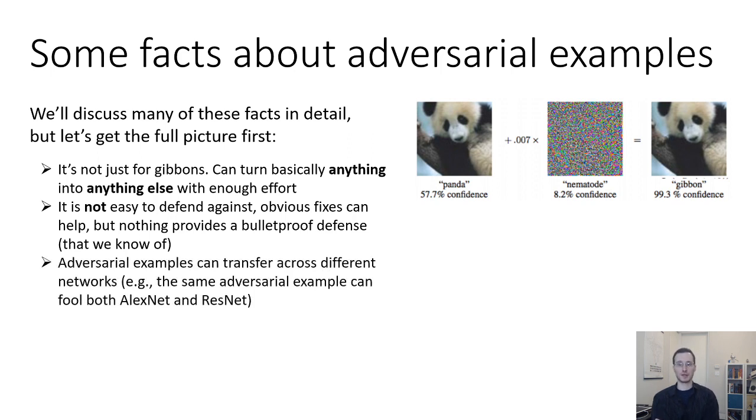Adversarial examples can transfer across networks. This was a very surprising finding when it came about, but it is not a very special property of a particular network. You can create an adversarial example that will fool AlexNet, and it will also fool ResNet. Not always. Not all adversarial examples transfer, but in many cases they do.